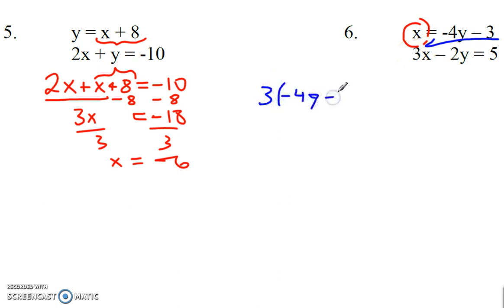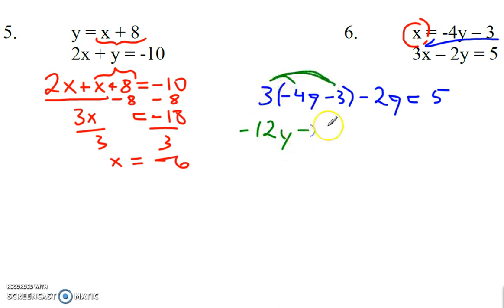Negative 4y minus 3 minus 2y is equal to 5. I need to do the distributive property here. So we get negative 12y. 3 times negative 3 is negative 9. Minus 2y is equal to 5. Combine like terms: negative 14y.